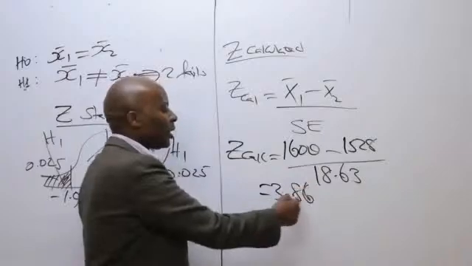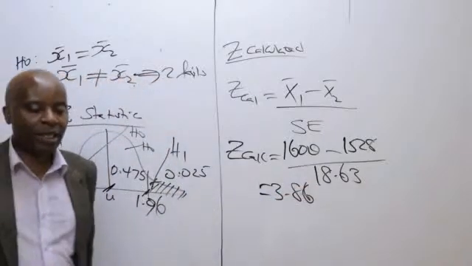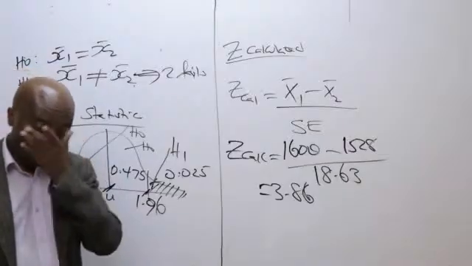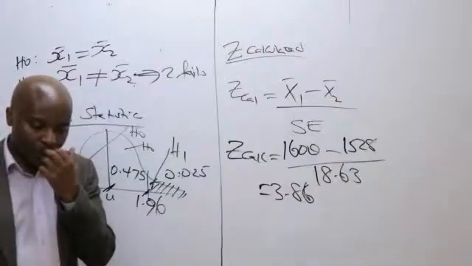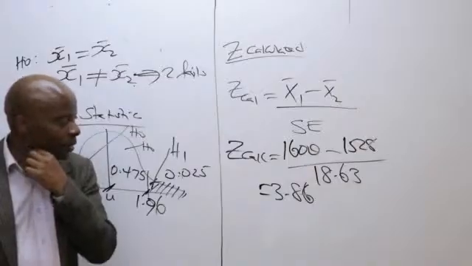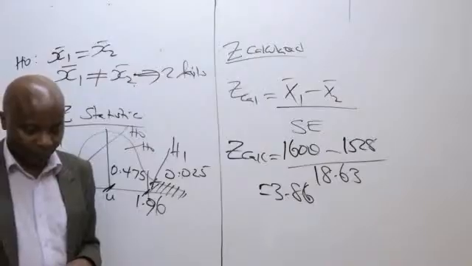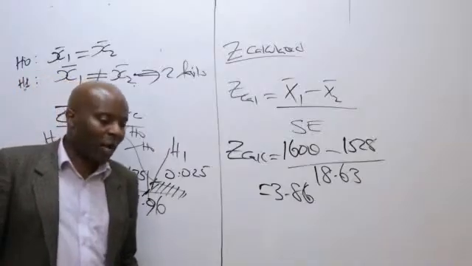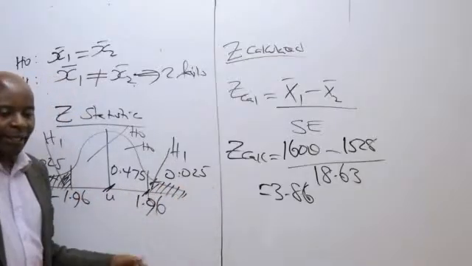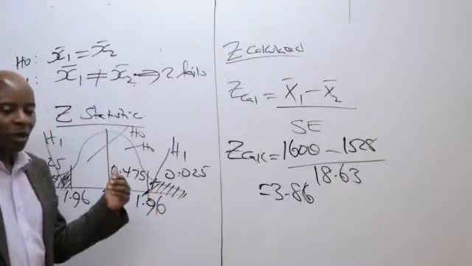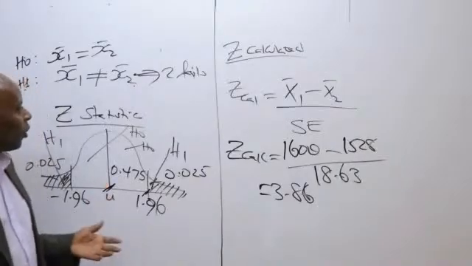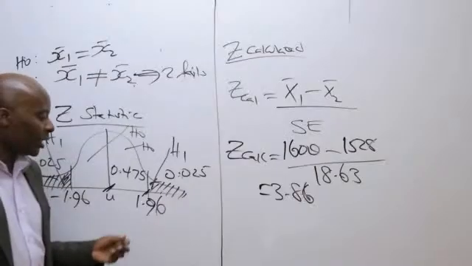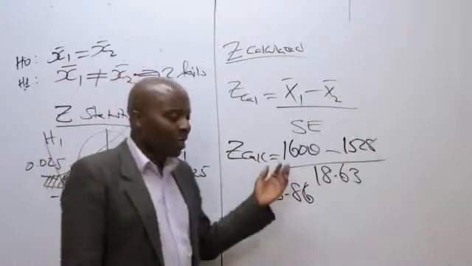So having gotten 3.86, what do you think could be the next thing to be done? The next thing, ladies and gentlemen, having gotten the Z calculated, is to come and fit it on this graph here. And I can see for sure that the 3.86 is falling on the shaded area. So you simply say it falls on the shaded area, therefore accept H1.